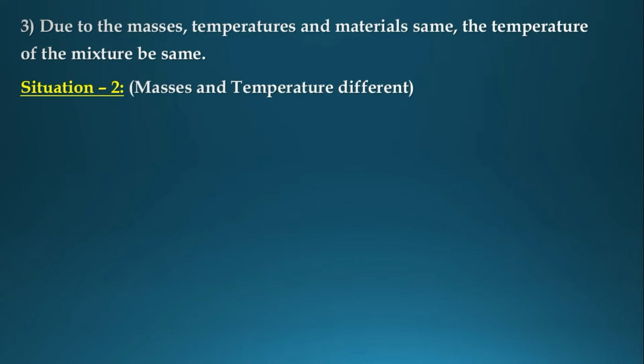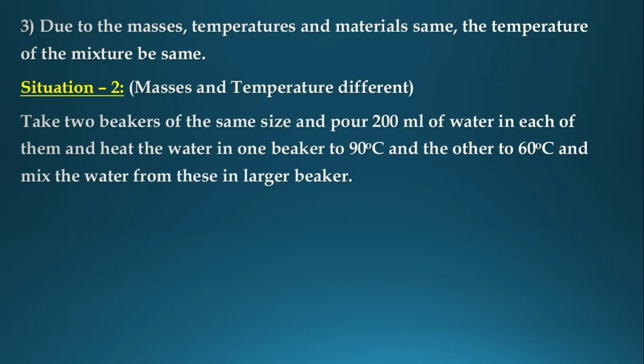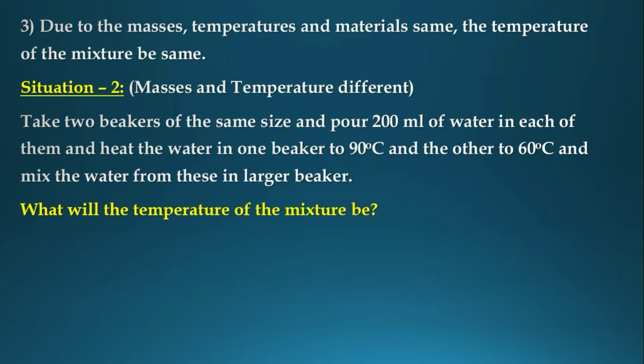Second situation. Here, masses are the same but temperatures are different. Take two beakers of the same size and pour 200 ml of water in each of them, and heat the water in one beaker to 90 degrees Celsius and the other to 60 degrees Celsius, and mix the water from these in a larger beaker. What will be the temperature of the mixture? The temperature of the mixture will be 75 degrees Celsius.